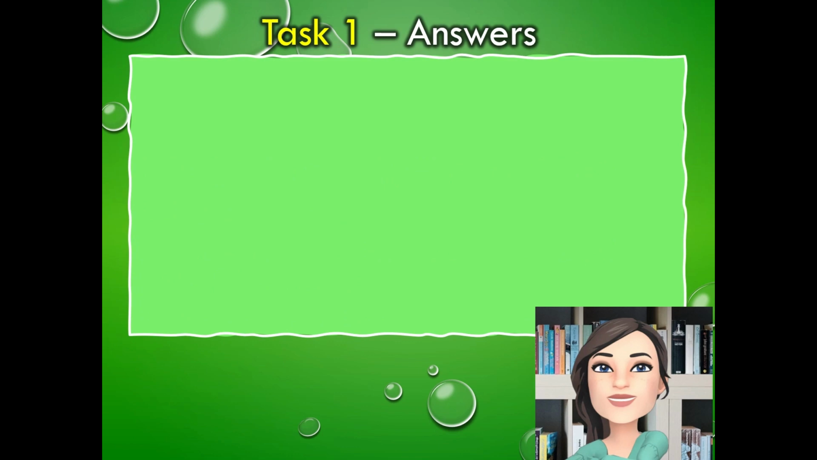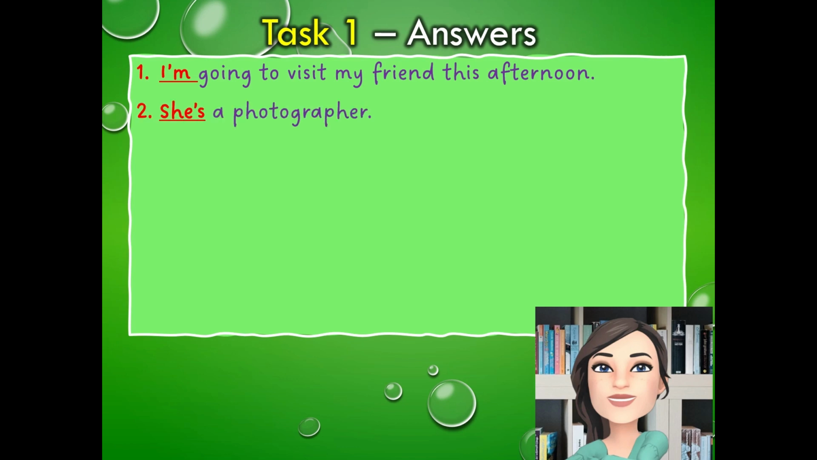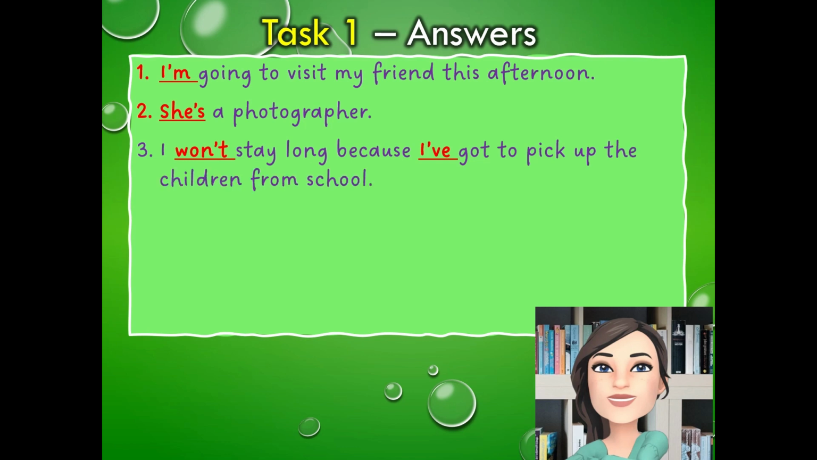Okay, let's look at the answers. Number 1. I am becomes I'm. I apostrophe M. Number 2. She is becomes she's. She apostrophe S. Number 3. Will not becomes won't. WON apostrophe T. And I have becomes I've. I apostrophe VE.